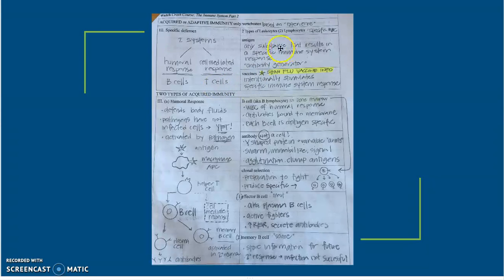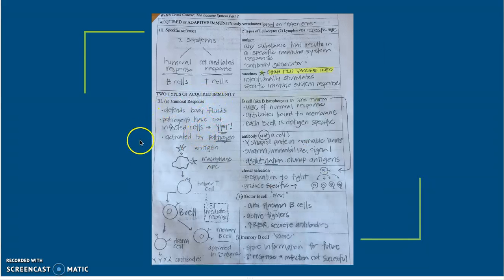And they're going to be activated by a pathogen, but when we talk about pathogens in your specific defenses, in your adaptive immunity, we call them antigens. An antigen is just a pathogen that results in a specific immune system response. It's called an antigen because it's an antibody generator. And this is actually the branch of your immune system that vaccines take advantage of. Vaccines are just intentionally stimulating your specific immune system response. You're given an antigen, and then your body launches this crazy attack to protect you from the antigen.